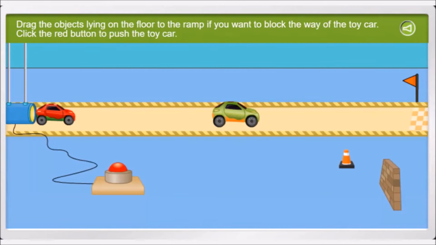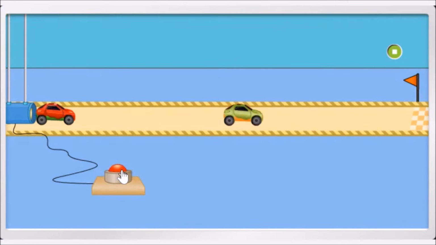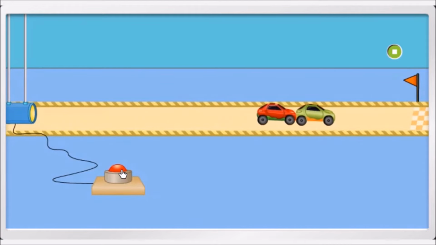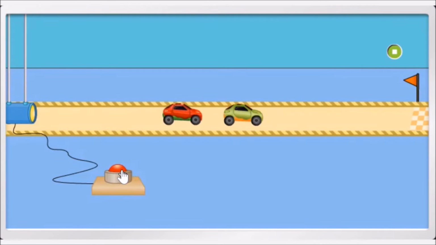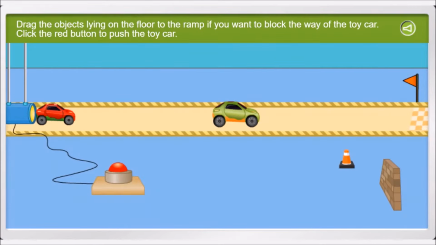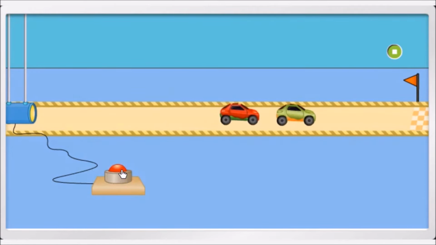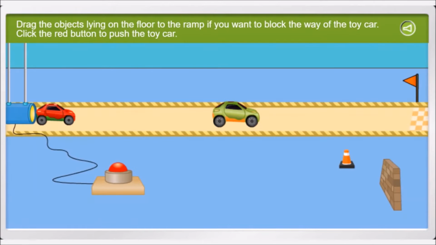Let's see if your prediction was correct. You should have predicted that the red car, when it was in motion, had energy, and then when it collided with the green car, it would transfer some of its energy. The red car transferred some of its energy to the green car, which caused a change in motion and caused the green car to roll down the ramp.